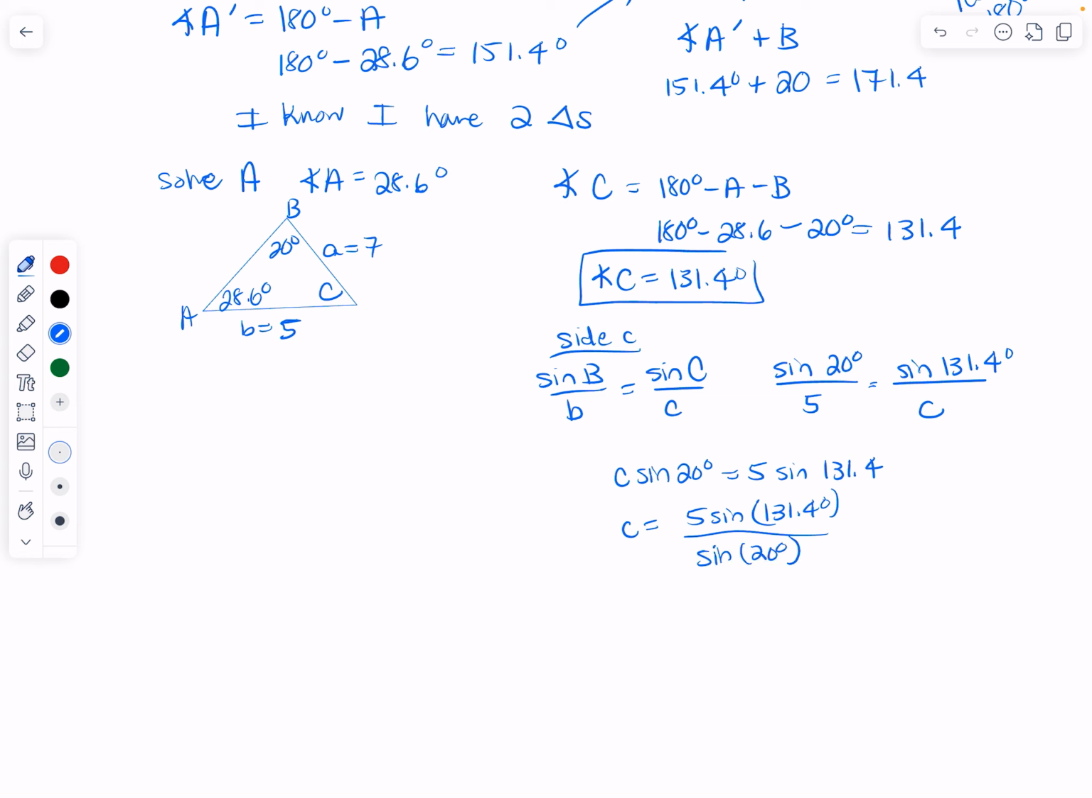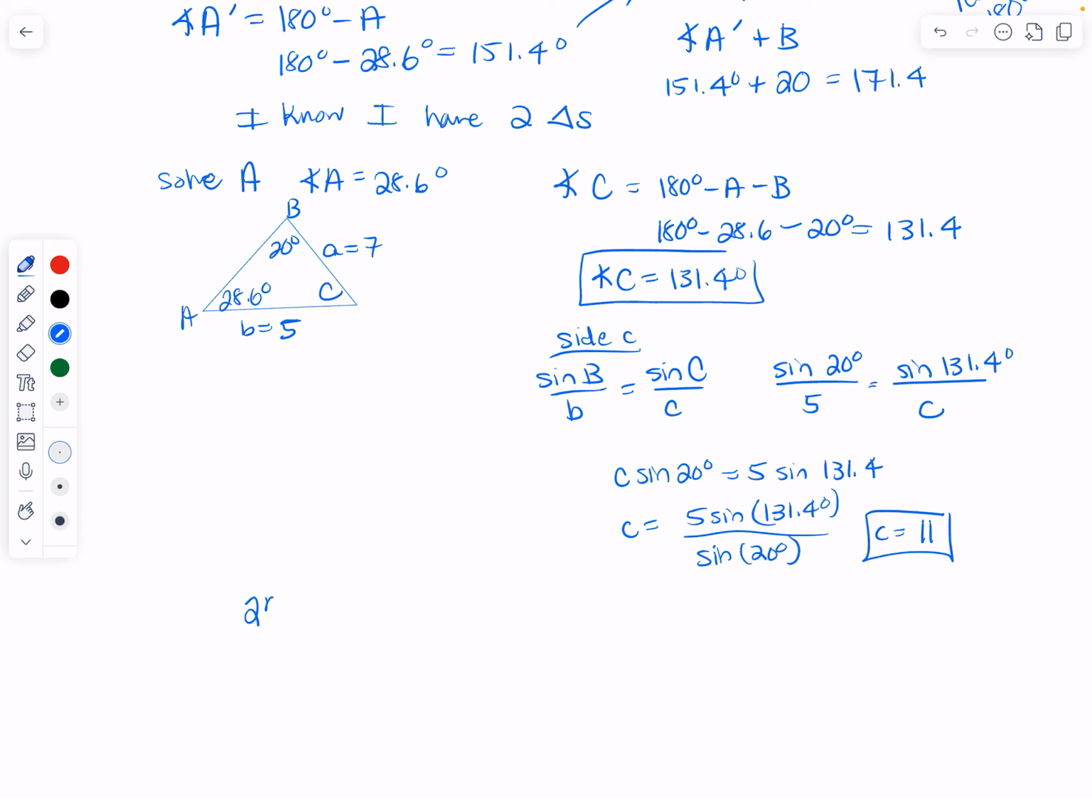So let's go ahead and figure this out. Again, use parentheses in that numerator. So parentheses 5 times sine of 131.4, divided by sine of 20 degrees. And when I do that, I get C equals 10 point... Actually, it's going to bring it up to 11 when you round it. So I'm just going to go ahead and make this side C equal 11. Okay, so I did regular A, B, and C, but remember I have two triangles.